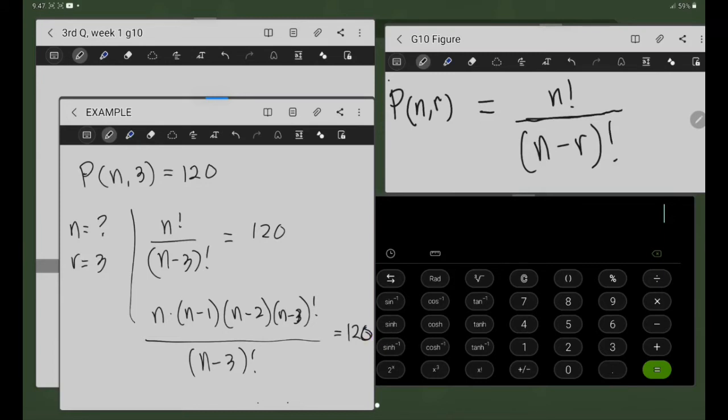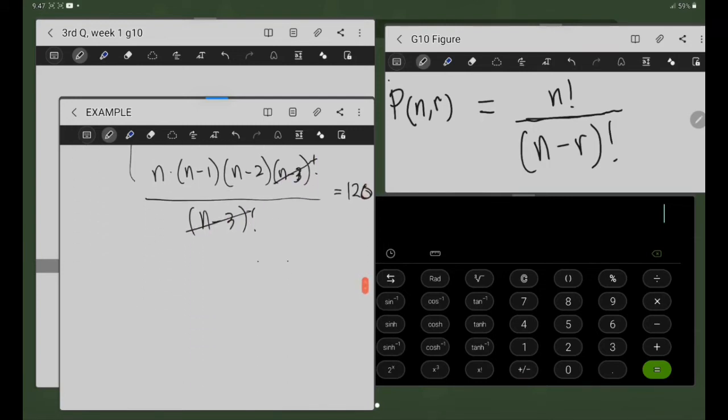So ngayon, itong n minus 3 dito, makakat na ito. Cut. So ang maiwan is ito na lang: n times n minus 1 times n minus 2 is equal to 120. Okay, dito, trial and error yung gawin natin. So maghanap tayo ng number na i-multiply natin maging 120.